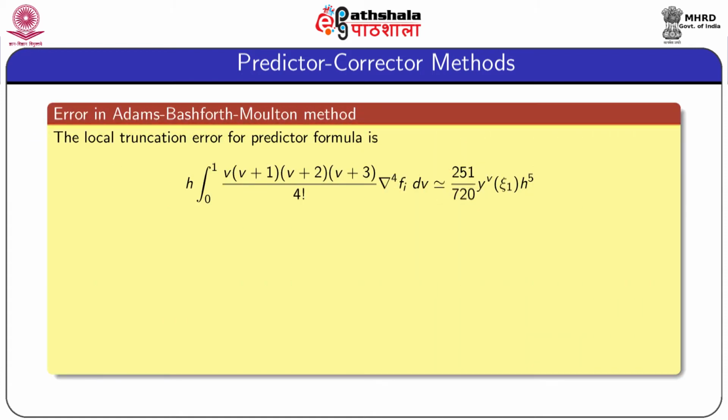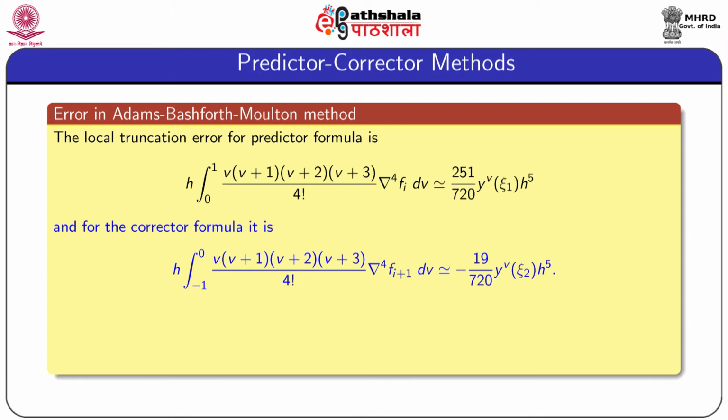The local truncation error for the predictor formula, that means the Adams-Bashforth method, is this one. The integration h into integration 0 to 1 of v into v plus 1 into v plus 2 into v plus 3 by factorial 4 into the fourth backward difference at xi yi, and after integration and replacing the fourth difference, we get this expression, and it is approximately equal to 251 by 720 into the fifth derivative of y at xi 1 into h to the power 5.